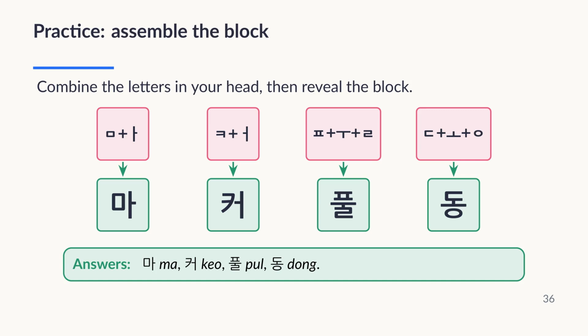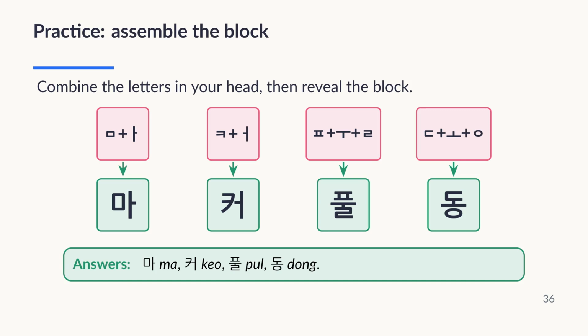The second is the aspirated K plus eo, another tall vowel, giving keo, said with a puff of air. The third is P plus U plus a final L. U is flat, so it goes under the P, and the L sits on the bottom, giving pul, which happens to mean grass. The fourth is D plus O plus a final ieung. O is flat, so it stacks under the D, and the bottom circle here is a final consonant, so it is pronounced NG, giving dong.